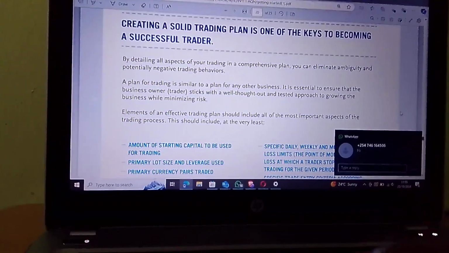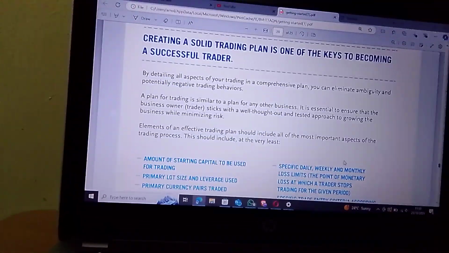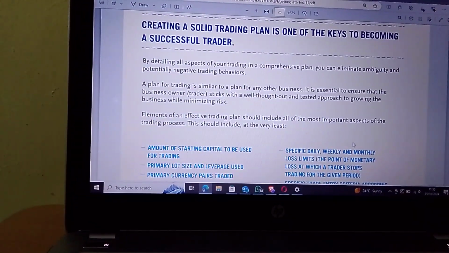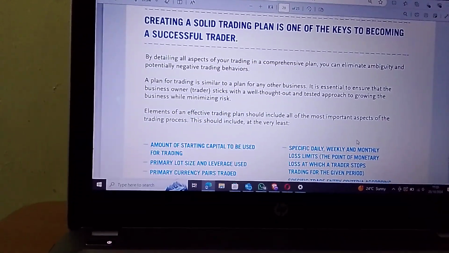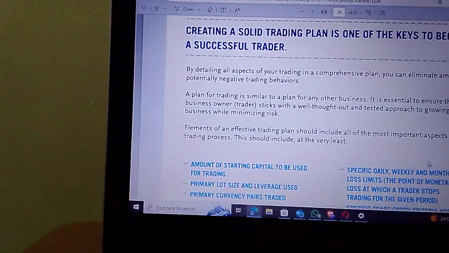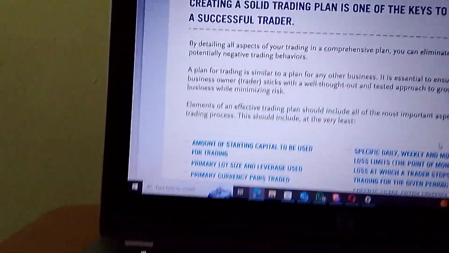By detailing all aspects of your trading in a comprehensive plan, you can eliminate ambiguity and potentially negative trading behaviors. Many people fail because of negative trading behaviors.